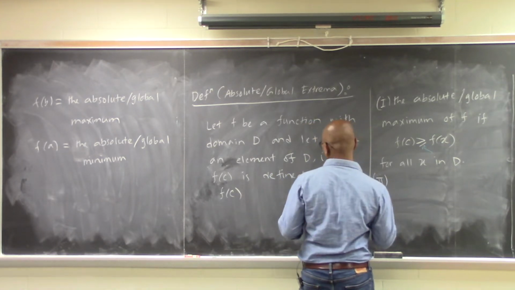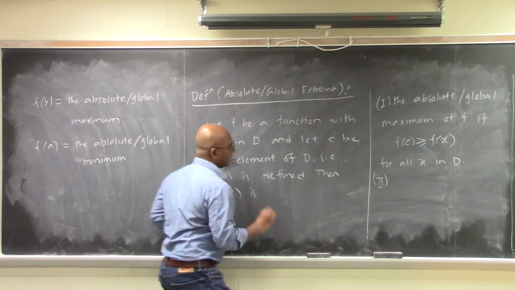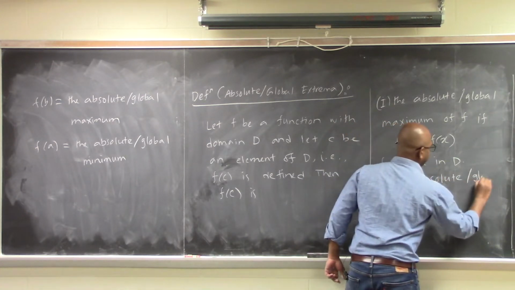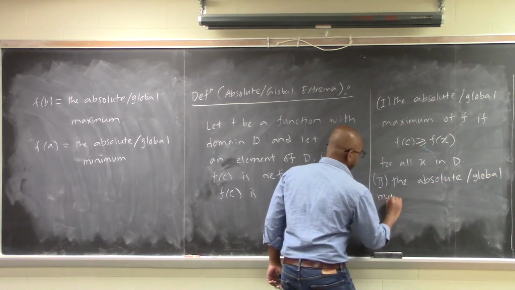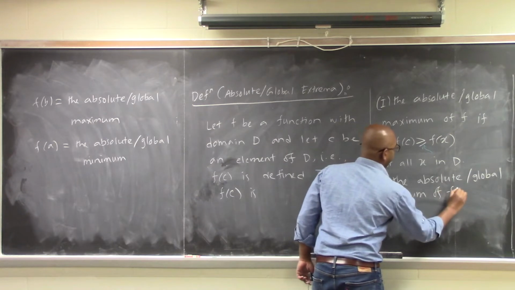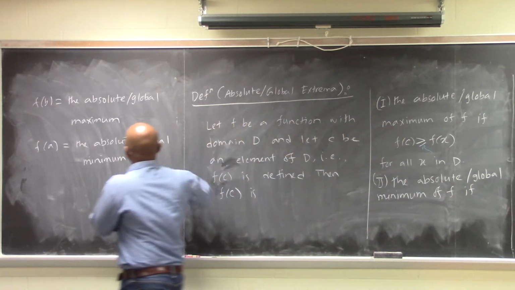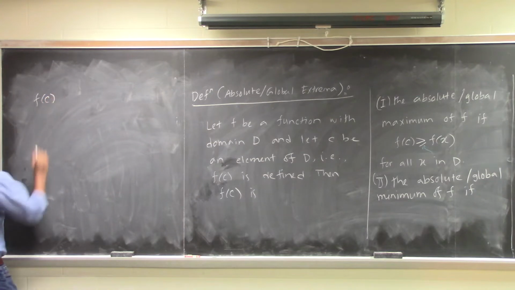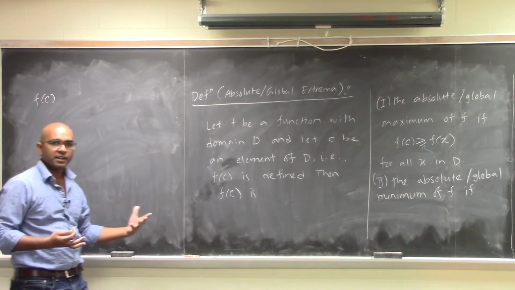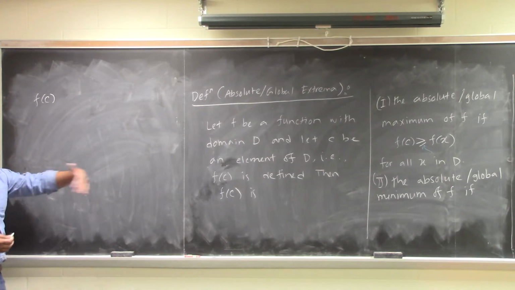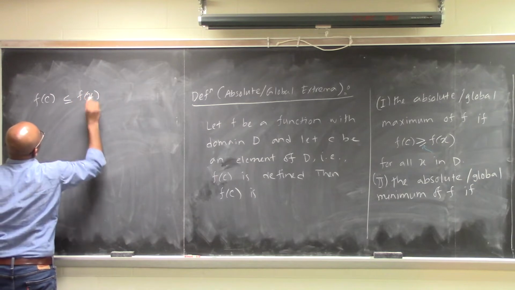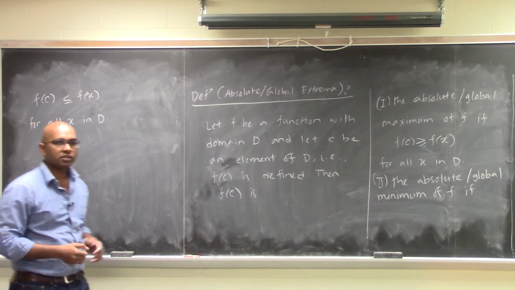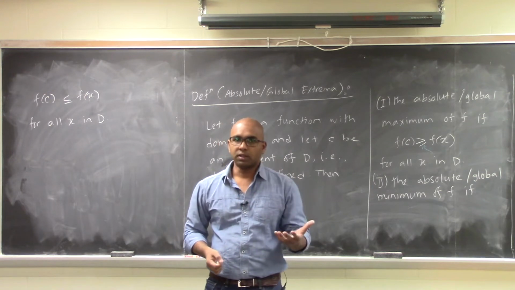f of C is, sorry, I forgot, is the absolute slash global minimum of f if f of C. Now the situation changes. It is the smallest one, right? So f of C has to be less or equal to all other values. So f of C is less or equal to f of x for all x in D. Okay, so that's the definition of absolute or global maximum and minimum.